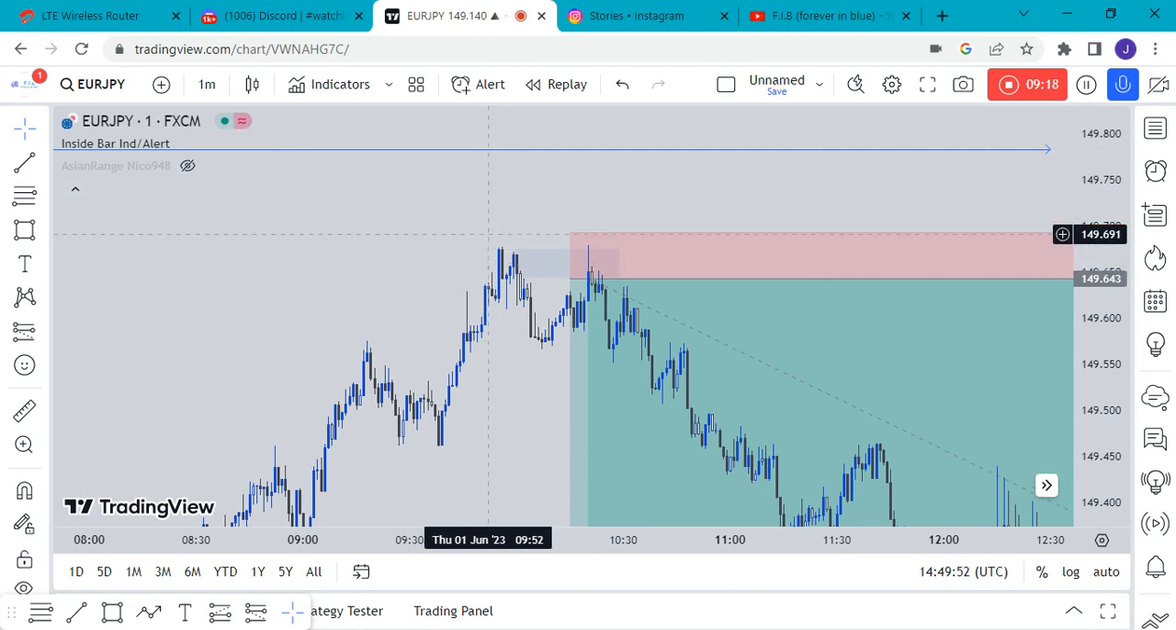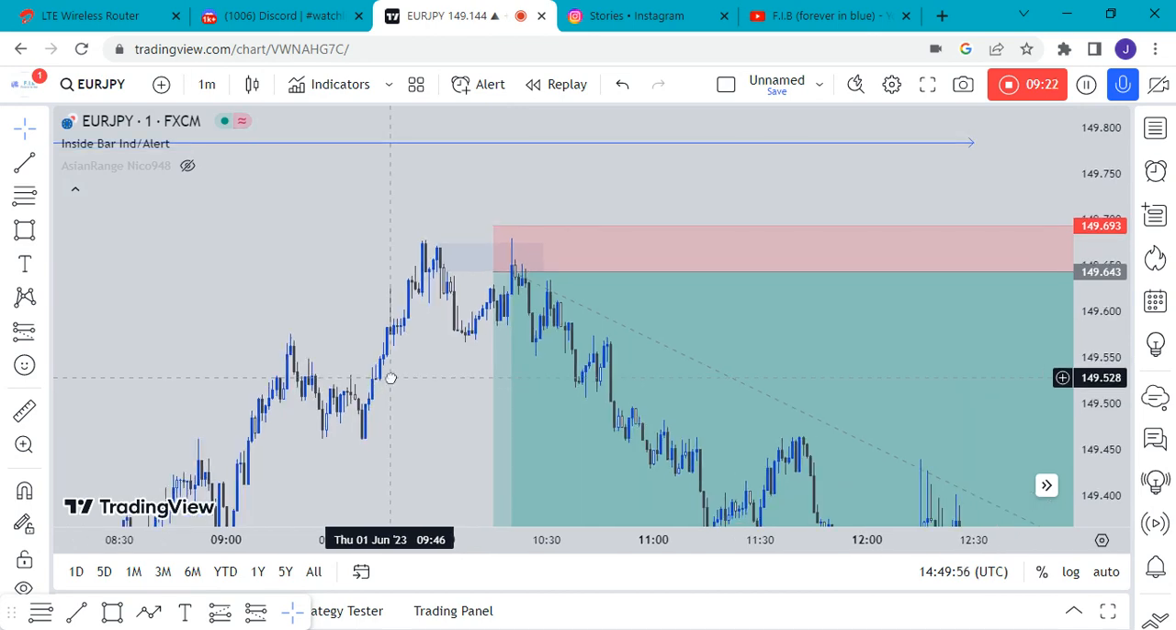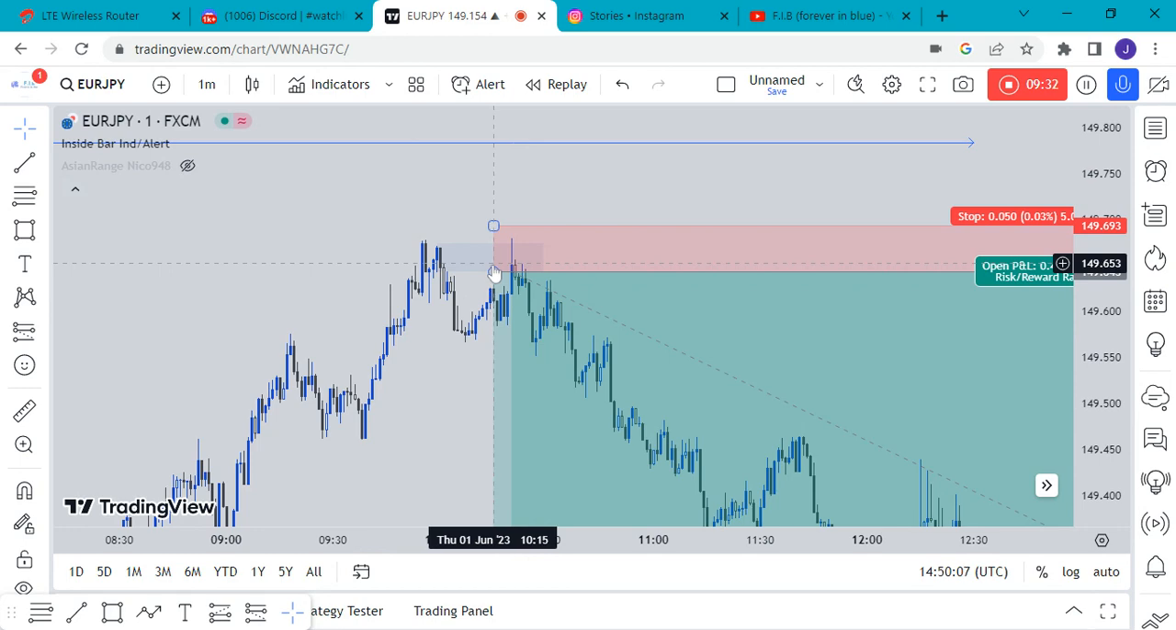Okay, I'll trade from here. But since there was no clear zone for me to trade from, I said okay, I'll just wait for it to give me a clearer zone for me to trade from. So price went back up and broke the structure right here. So as you can see, here is a very clear zone to trade from.